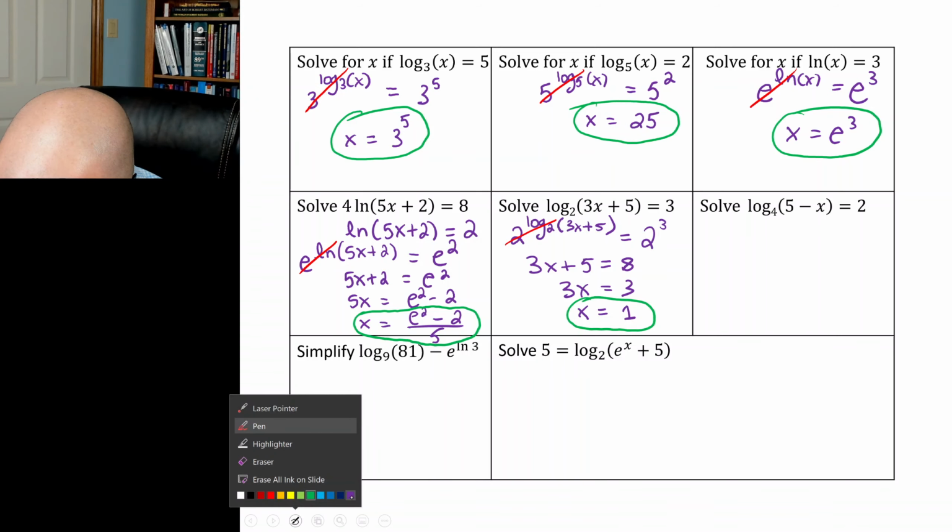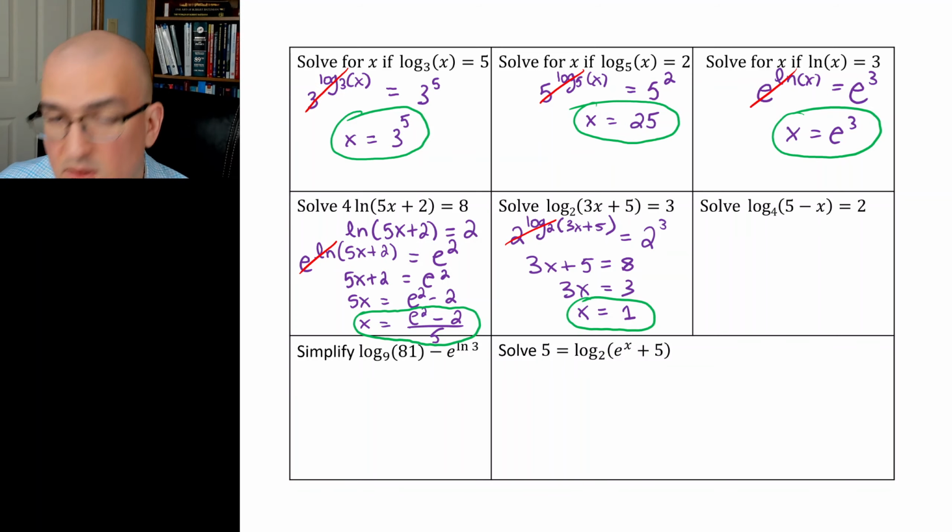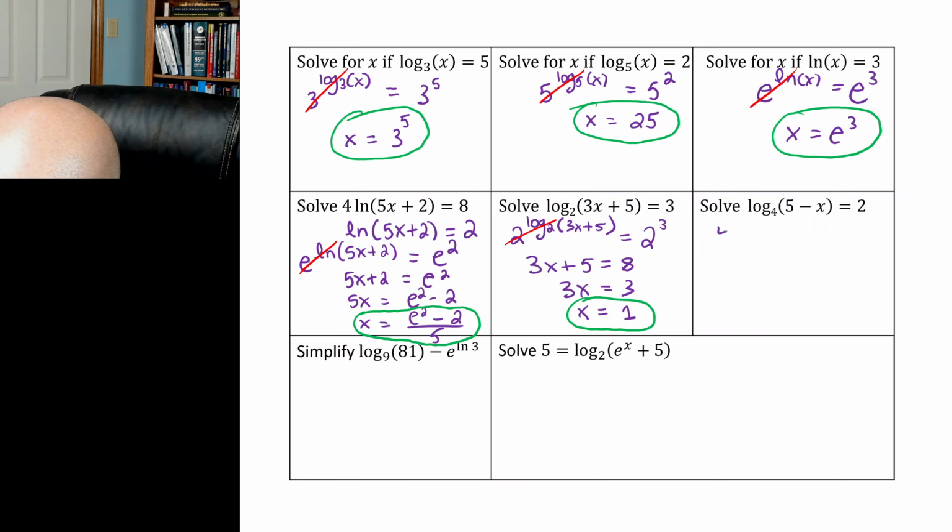Okay, now the right hand side, the log is already all by itself. We don't need to manipulate. We can go directly to exponentiation. So 4 to the power of log base 4 of 5 minus x is equal to 4 to the 2. We can cancel.